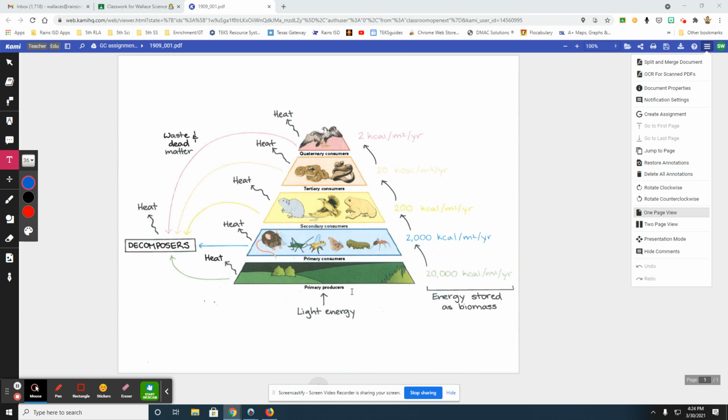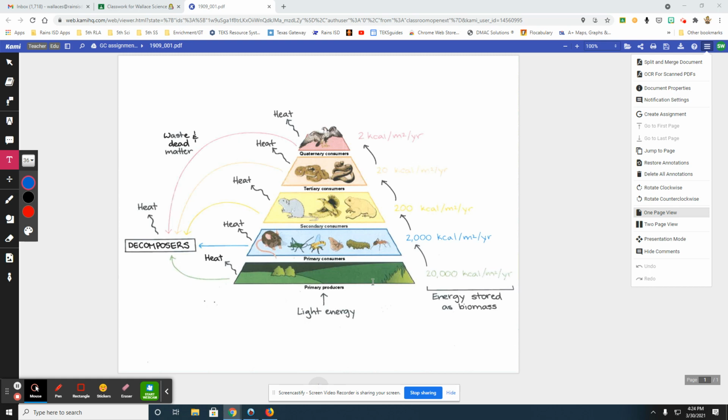We know producers, in order to make their own food, have to have energy from the sun. So ultimately, that's where the energy is starting. It's starting with sunlight. They give that energy to producers who carry out photosynthesis, and those photosynthesizing producers can then make their own food. Okay, then we move up a level.